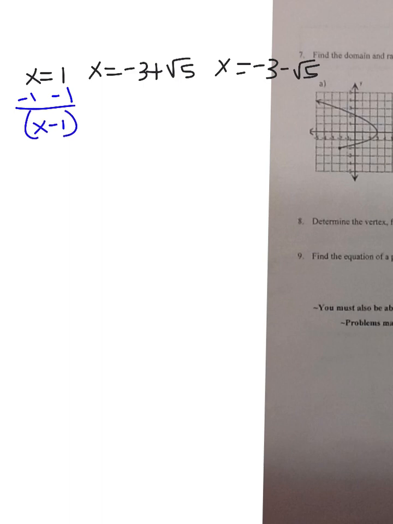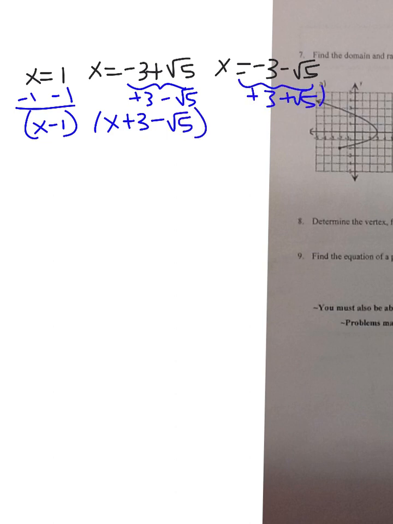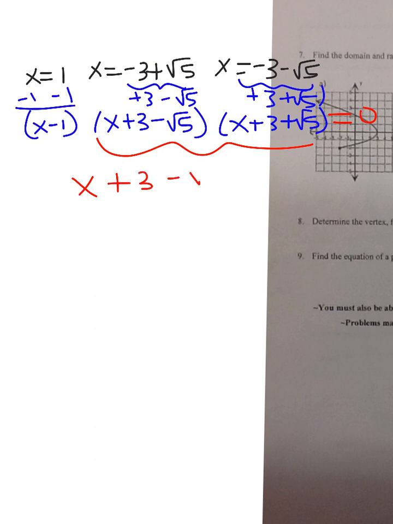That's a factor. For this one here, I'm going to add 3 minus the square root of 5. So that's x plus 3 minus the square root of 5. And for this one, I'm going to add 3, add the square root of 5. So it's x plus 3 plus the square root of 5. Now I have to multiply these, and it should equal 0, remember. I'm going to write it up and down like this, and now multiply them.